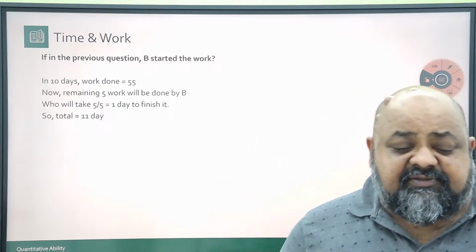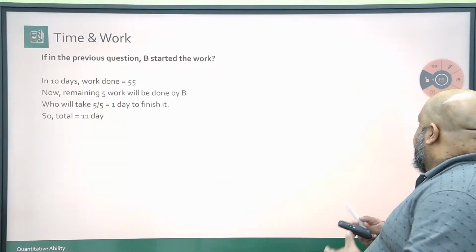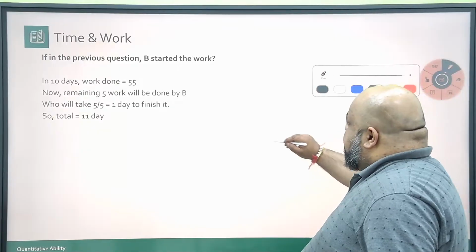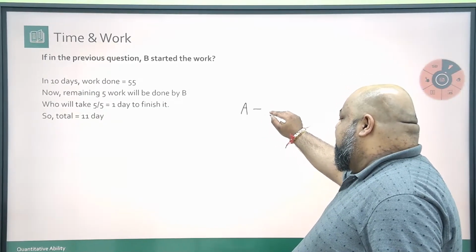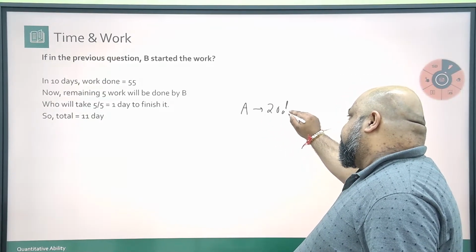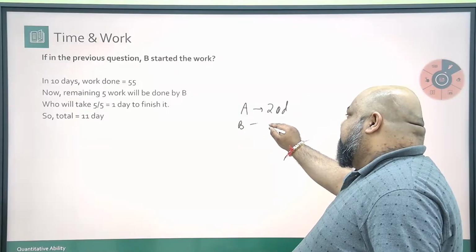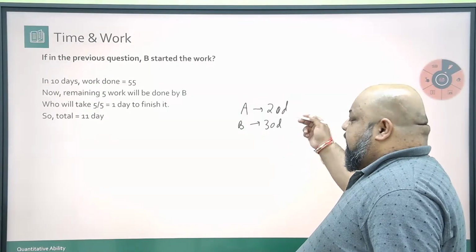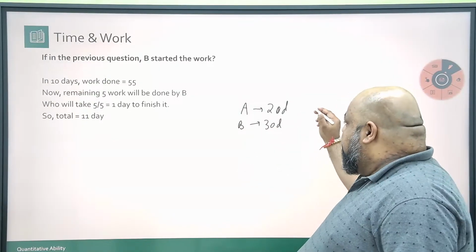The answer will not always be different. It depends on the number. Suppose if I say A does the work in 20 days, B does the work in 30 days, and they are working on alternate days. इस केस में क्या होगा?